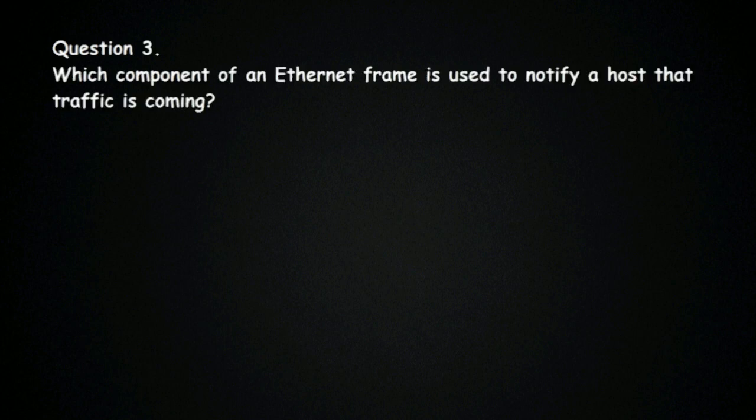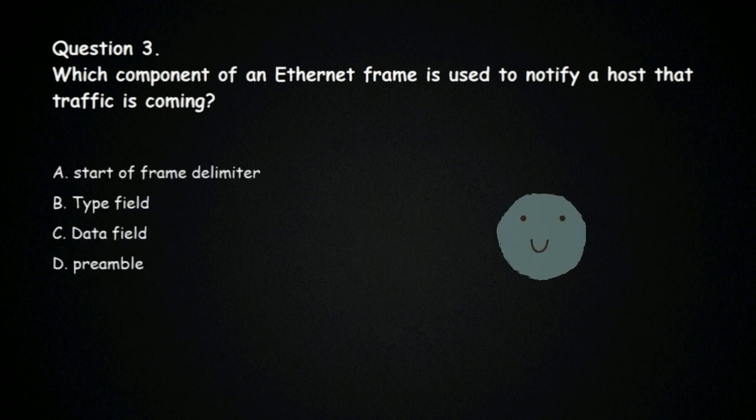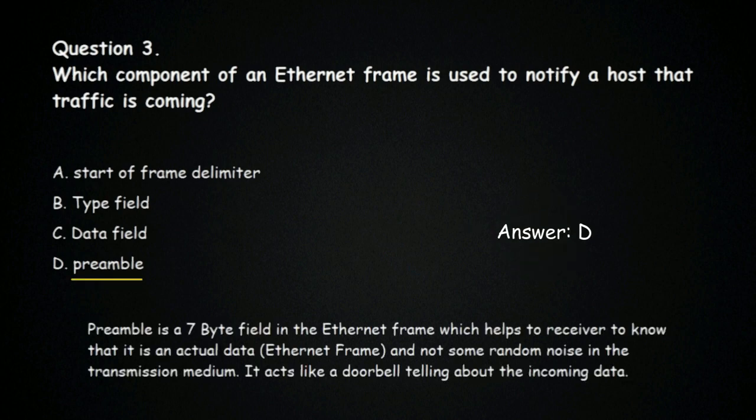Question 3. Which component of an Ethernet frame is used to notify a host that traffic is coming? Options. Correct answer is D. Preamble is a 7-byte field in the Ethernet frame which helps the receiver to know that it is an actual data Ethernet frame, and not some random noise in the transmission medium. It acts like a doorbell telling about the incoming data.